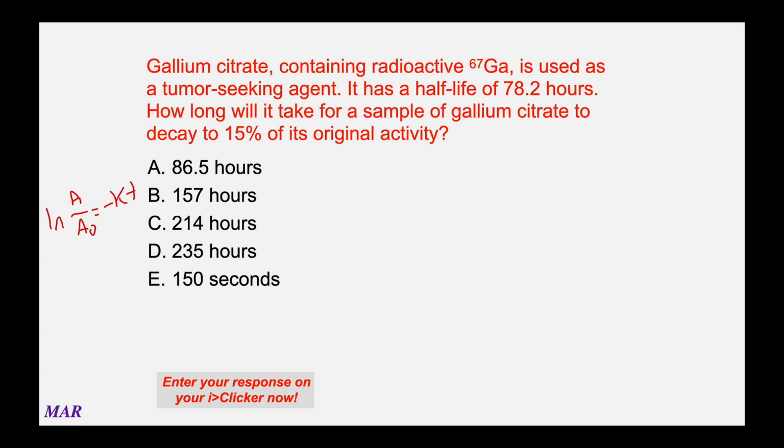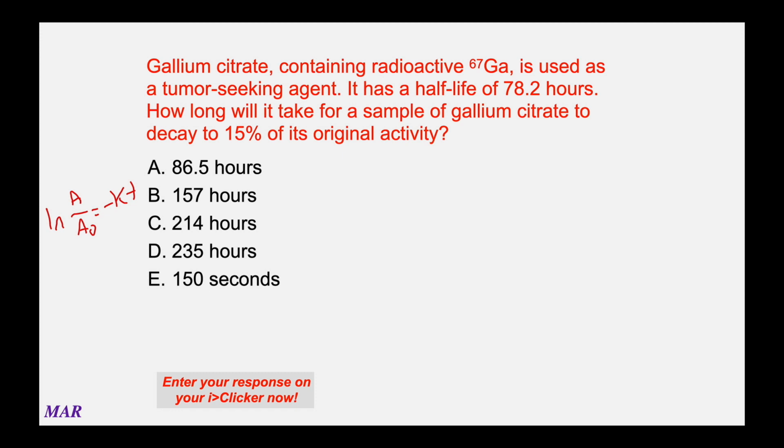But the thing is, that's a ratio, and ratios can be used in lots of different ways. We've seen it as molarity over molarity. The last problem, I believe, was micrograms over micrograms. In this problem, we can actually use percent activity because we're going to assume that A0 was 100%, and we want to know how long it takes to get to 15%. So we're going to use 15 on the top for A and 100 as A0.